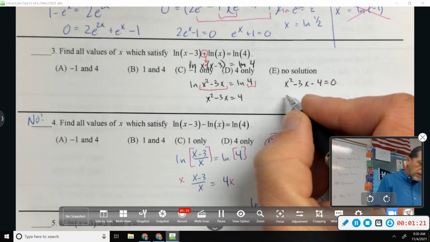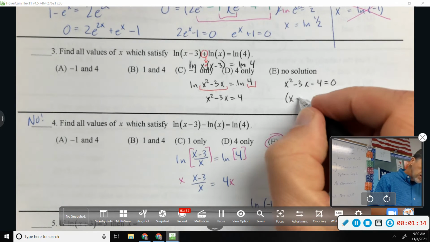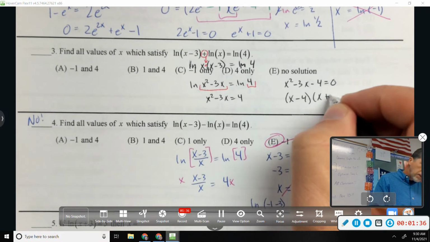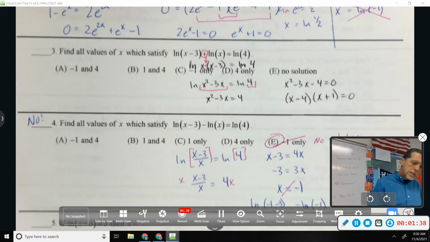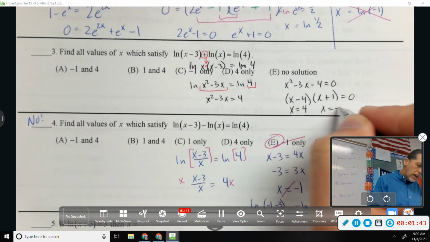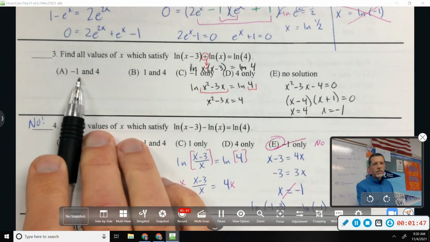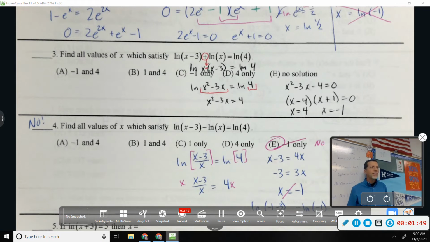It does. By the way, there's a change on the quiz today, and the change is made so that it will factor. Before the change, it didn't factor, and so that was a mistake on our part. So x minus 4 and x plus 1. So x equals 4 and x equals negative 1, which looks like answer choice A. Well, it doesn't look like, that is answer choice A.